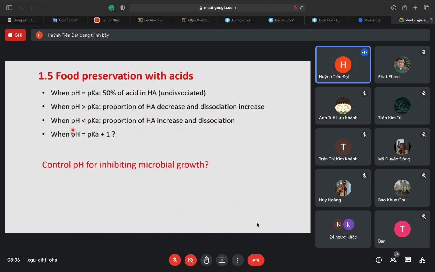So when the pH equals pKa plus 1, predict: is this more acid or more ions, and predict the effectiveness of using the acid for preservation when pH equals pKa plus 1.